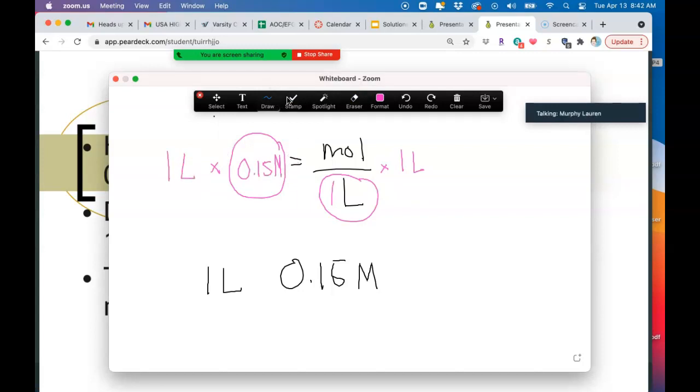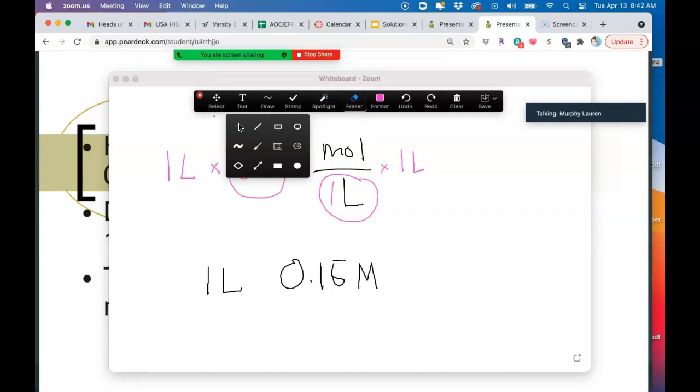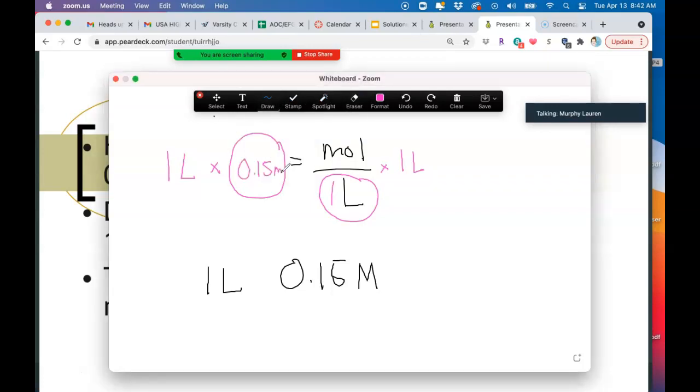Now I'm going to rewrite my big M so you can see how the units work out, okay? Because big M stands for moles per liter, right? So that's what allows the liters to cancel out and leave us with moles. So 0.15 times 1 is 0.15, okay? So 0.15 moles.